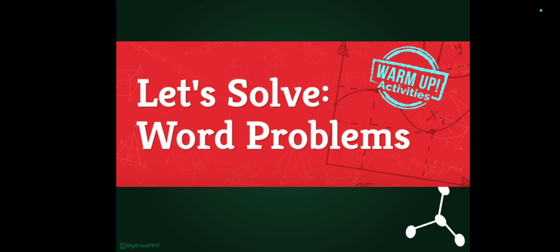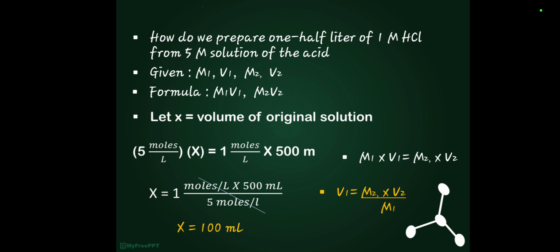I already have here different examples or problems for you to figure out how to solve for molarity 1, volume 1, molarity 2, and volume 2. So let's proceed now. First question: how do we prepare 1/2 liter of 1M hydrochloric acid from a 5M solution of the acid? So the given would be M1, V1, M2, V2. So the formula would be, so all of the formula is given.